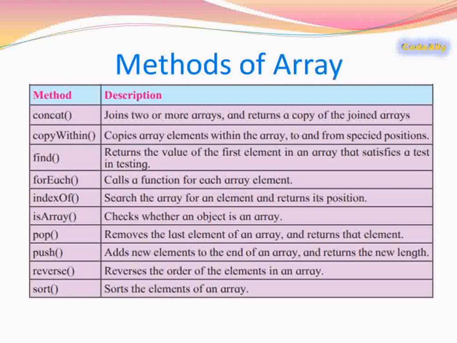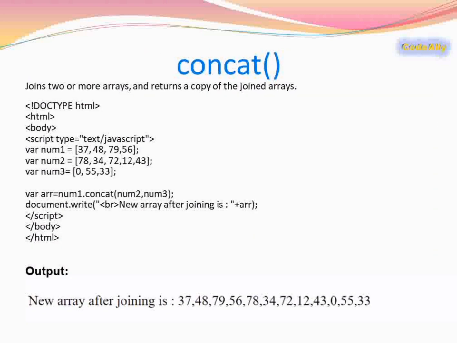Next are the methods of array. This is the list of methods that are there in the array object. We will see each of these methods one by one. The first method is concat. concat is used to join two or more arrays, and it will return a copy of the joined arrays.